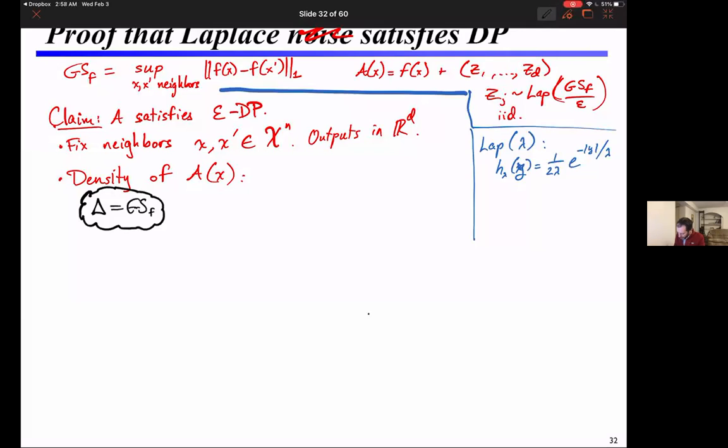One, we're going to denote the global sensitivity of f by delta, and I'm going to use mu to denote f of x, and similarly mu prime to denote f of x prime. Okay, so now what's going on is that our density h x y, as I said earlier, is a product of a bunch of different terms.